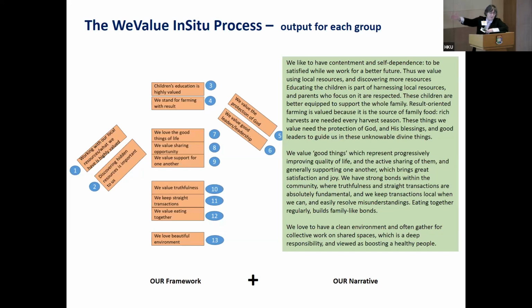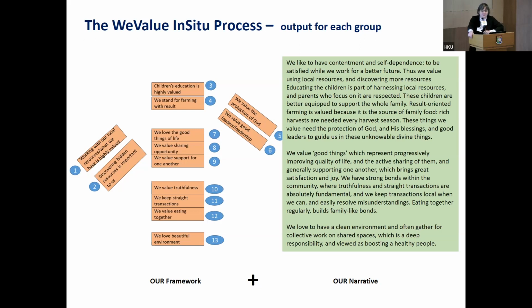So they've said, here is our framework. At the top, you can see children's education is highly valued, and we stand for farming. These are their words. We stand for farming with results. On the left, it shows working with our local resources. What we have is highly valued, and we like to discover hidden resources. That's important to us. And over on the right, it says we value the protection of God and we value good leaders. So you begin to get an idea from these statements about what's important to them.